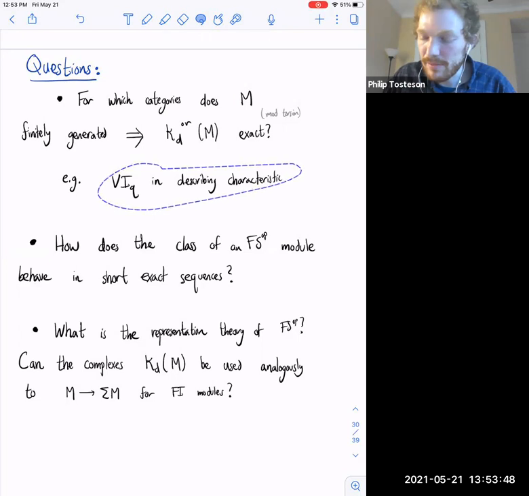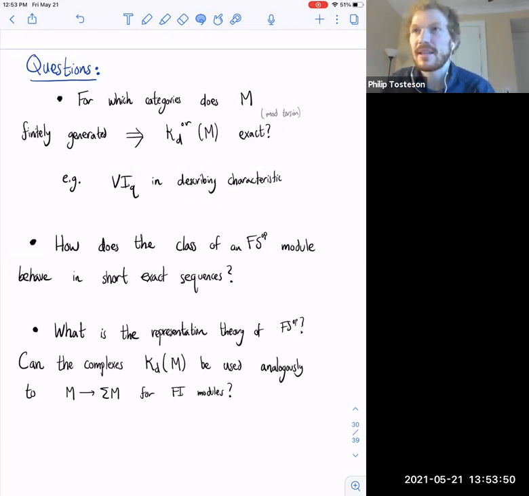So I think maybe one of the most interesting cases is the case of VI over Q in describing characteristic. Using the work of Nagpal, I can prove that K_D of M is exact in non-describing characteristic, at least modulo torsion, and at least for D sufficiently large relative to the generation degree of M. But in describing characteristic, I don't really know.